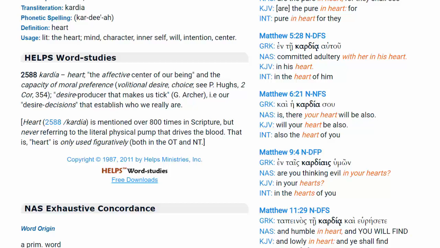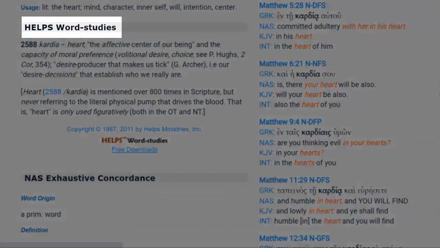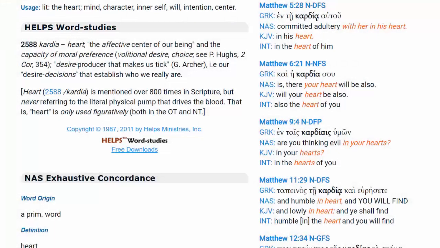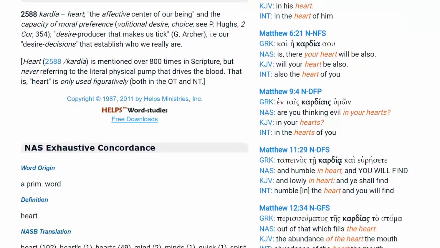Under this Helps Word Studies, we can get a little bit of an idea. We have this description provided, the affective center of our being. So the center related to feeling. Another, capacity of moral preference, volitional desire, choice. Someone else by the name of Archer has said it is the desire producer that makes us tick. That sounds like a somewhat colloquial one, doesn't it? But they're talking about longings, aren't they? All right, that's helpful.